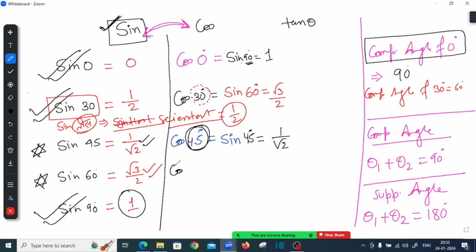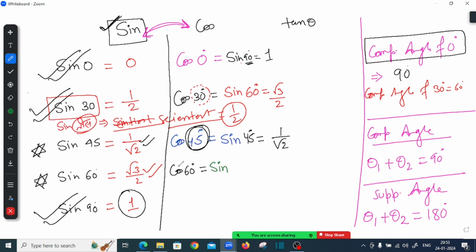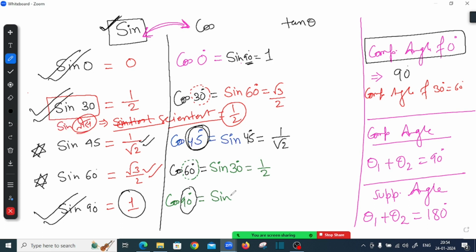Now cos 60 degrees, I have to think on sine values again. So sine of, what should be the complementary of this 60 degrees? It should be 30 degrees. And sine 30, scientist, it's half mad, it's half. And cos 90 degrees. So we have to think over sine. What should be the complementary angle of 90 degrees? It should be 0. So sine 0 is what? 0.